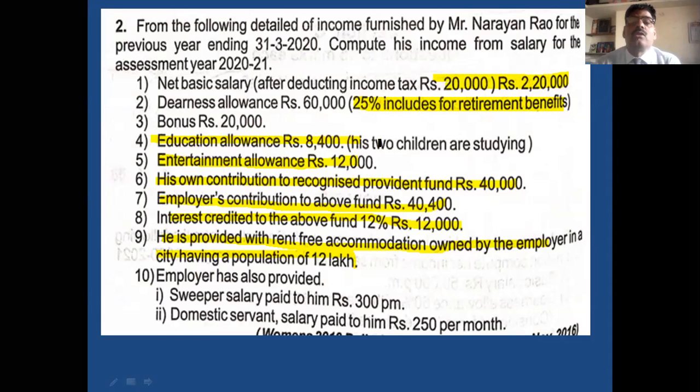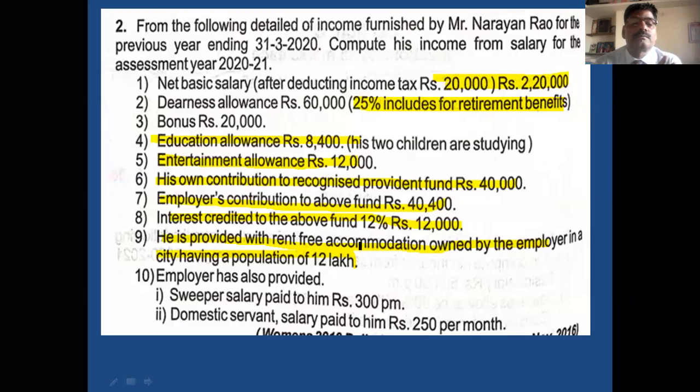Education allowance you have to take into consideration. Entertainment allowance comes into consideration. And employer contribution is not received by the employee. Therefore, the first 5 points: basic salary, DA, bonus, education allowance, entertainment allowance. These 5 points are called salary for rent-free accommodation.